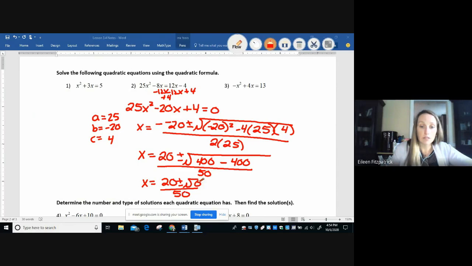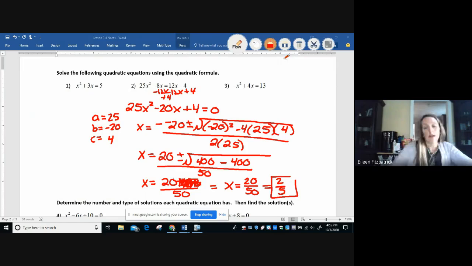Remember we said when there's a 0 under the radical, there's no longer going to be a plus and minus. That's going to disappear, which is why there's only one solution. X is equal to 20 over 50, which is going to simplify, right? They're both divisible by 10, knock off the zeros, 2 over 5. So you have one x-intercept, one solution. And that is 2 over 5.